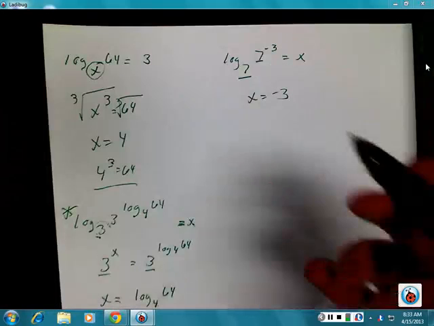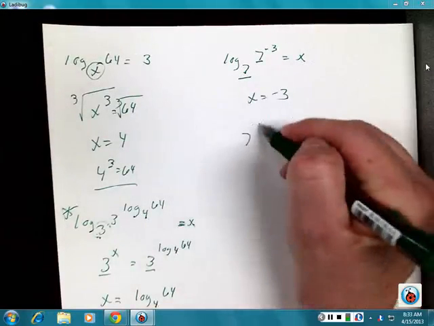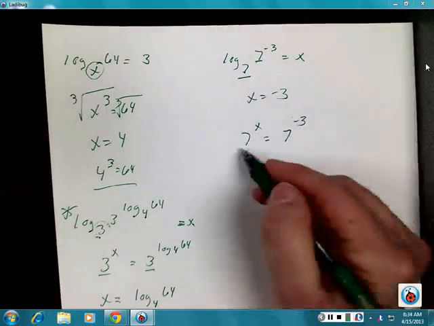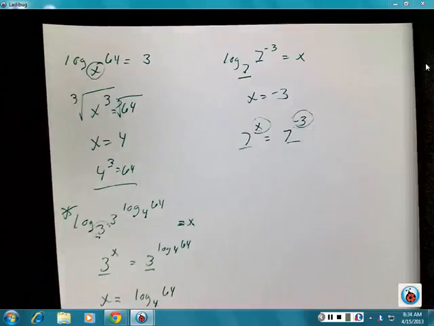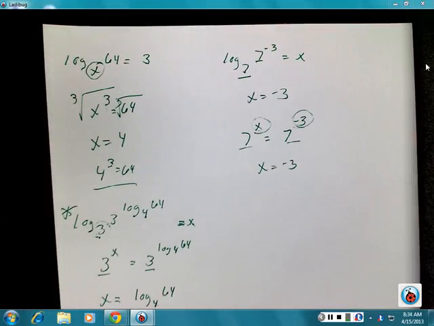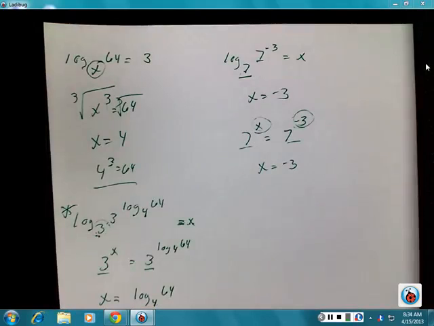Now, can we work it out? Sure. If you don't remember that, remember it's 7 to the x power is equal to 7 to the negative third. Bases match. So my exponents get set equal to each other, and I get that for an answer. Okay? Yes or no? So I can still use my rule that says reverse this and get it to come back to what I happen to have there. And so it's a combination one.